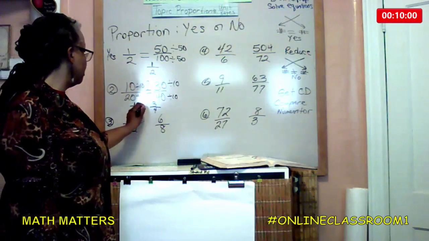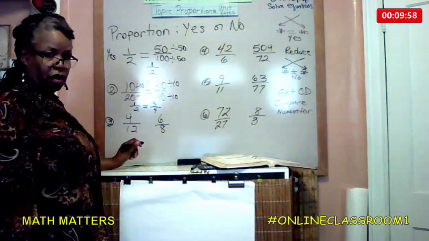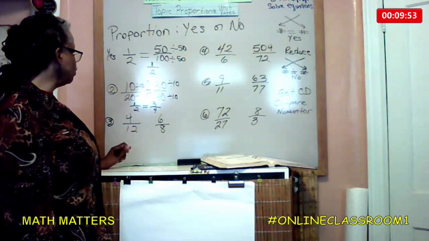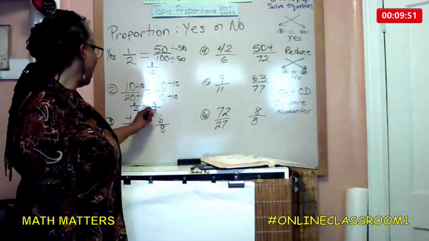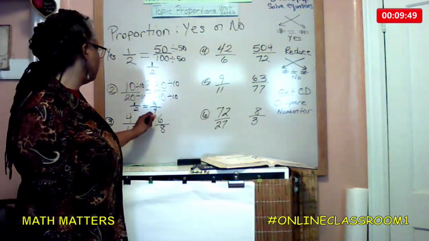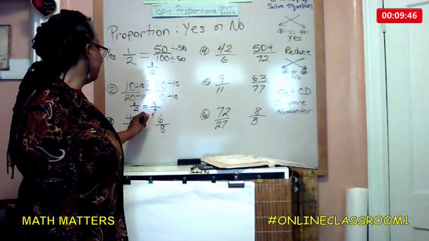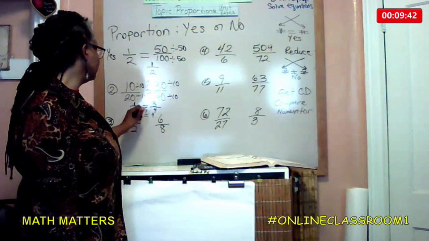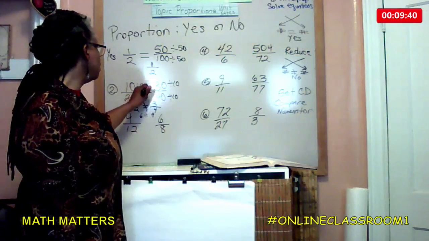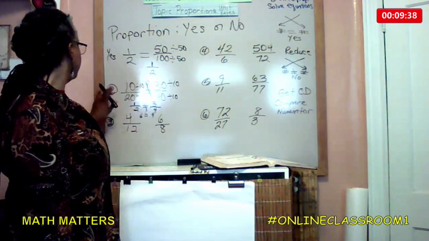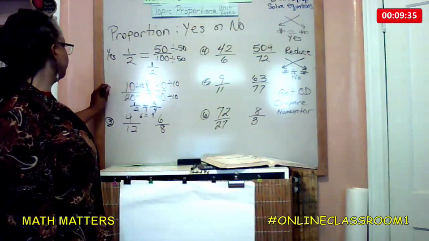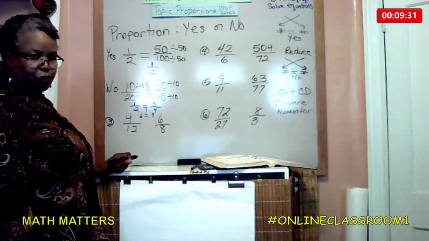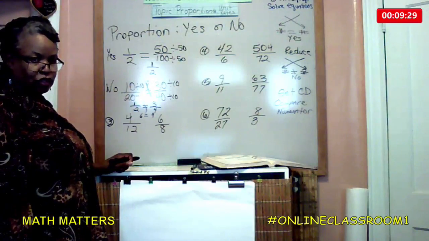At this point, you might still ask yourself, are they equal? All I have to do is cross multiply to see. I get 4 times 1, which is 4. Is that equal to 3 times 2, which is 6? The answer is no. Number 2 are not proportional. The answer is no.